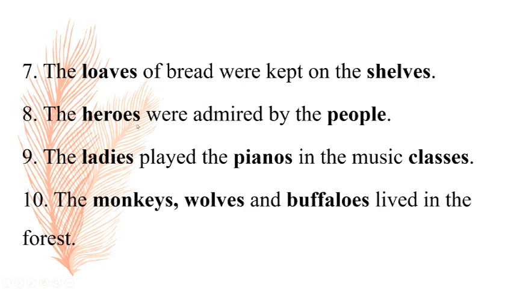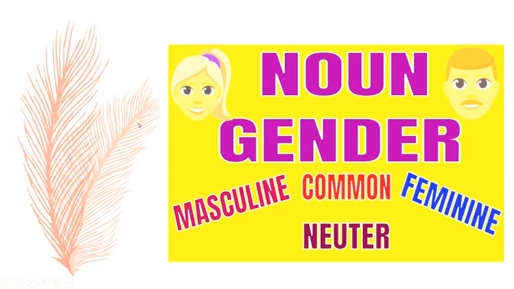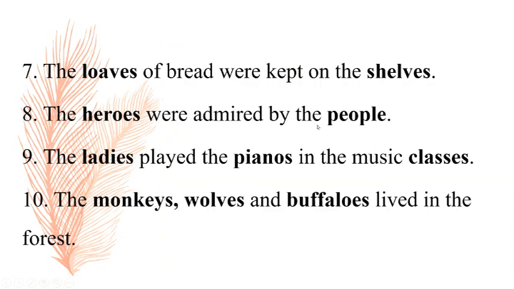Now, the next we have, the heroes were admired by the peoples. Now, heroes. The spelling was H-E-R-O-S, which was wrong. E-S is added to make it a plural noun. So, the plural is H-E-R-O-E-S. Were admired by the people. People is people. Okay? The plural noun is people.